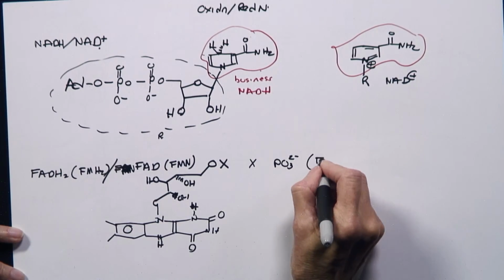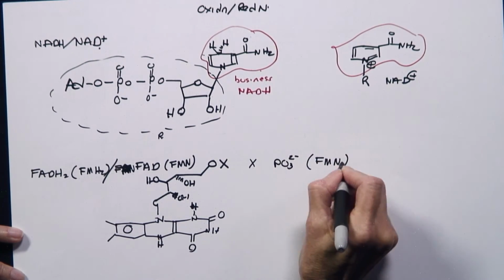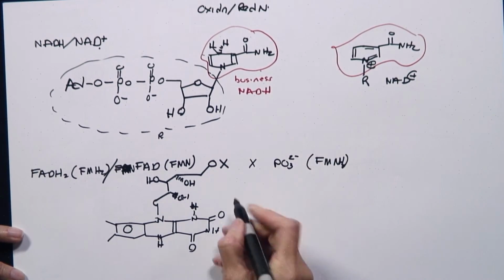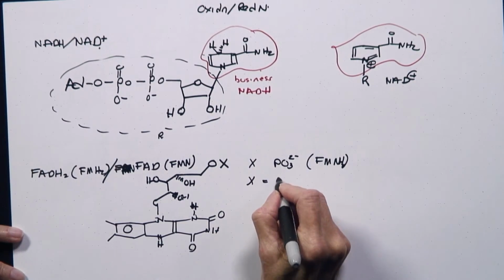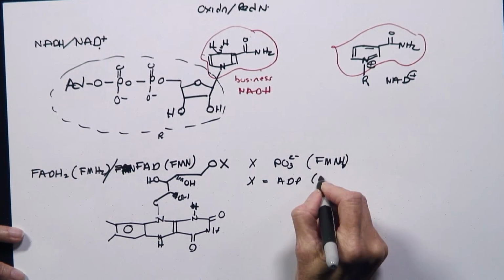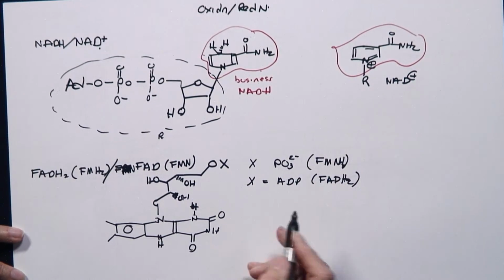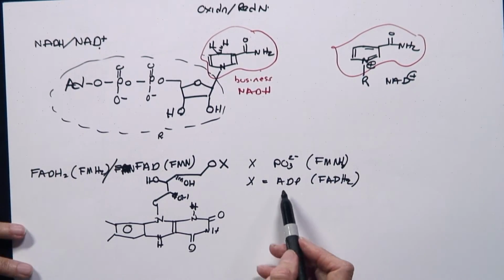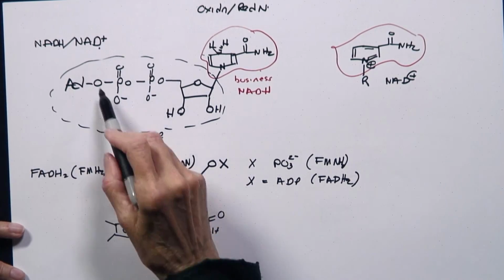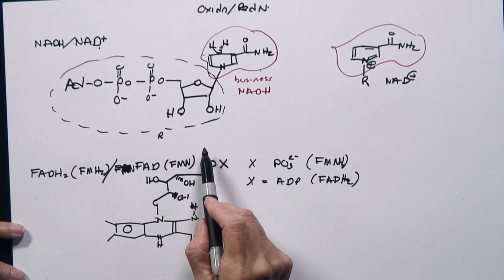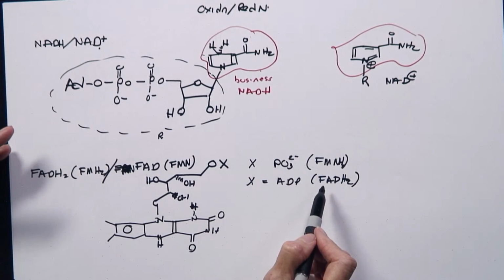This is called the flavin mononucleotide, reduced. This is the reduced form. And if X is equal to ADP, this is flavin adenine dinucleotide reduced. And I want to point out that ADP is present in both NADH and FADH2, as it is present actually in coenzyme A and in ATP.